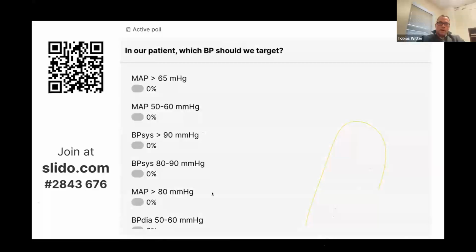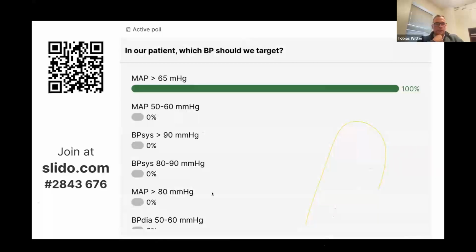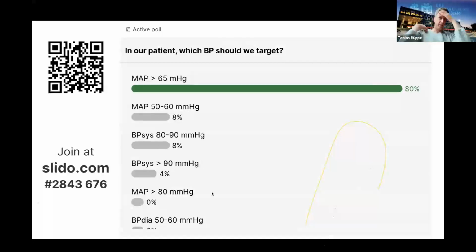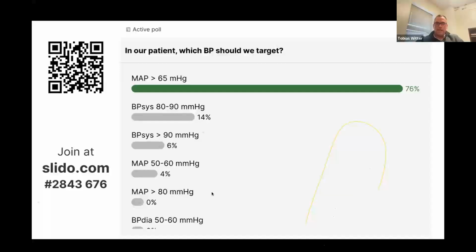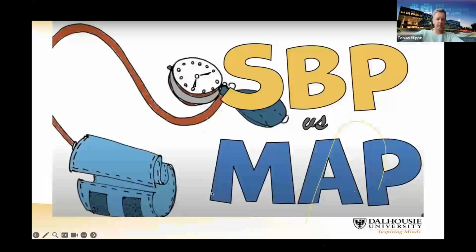So in our patient, now that we're in the resuscitation phase, maybe in the OR, which blood pressure should we target? And I think I gave a couple parameters there. 80%, to be honest, for a MAP of over 65 millimeters of mercury. Okay. 80%. Above 65. Okay. Yes. All right. So first question is, should we target systolic or should we target MAP?